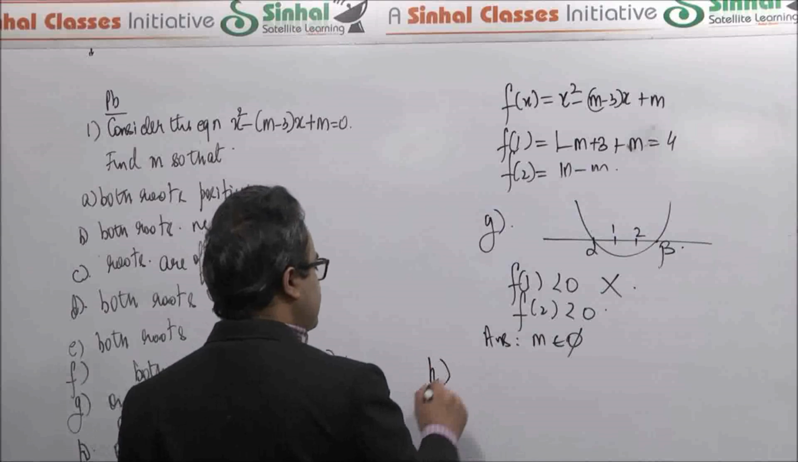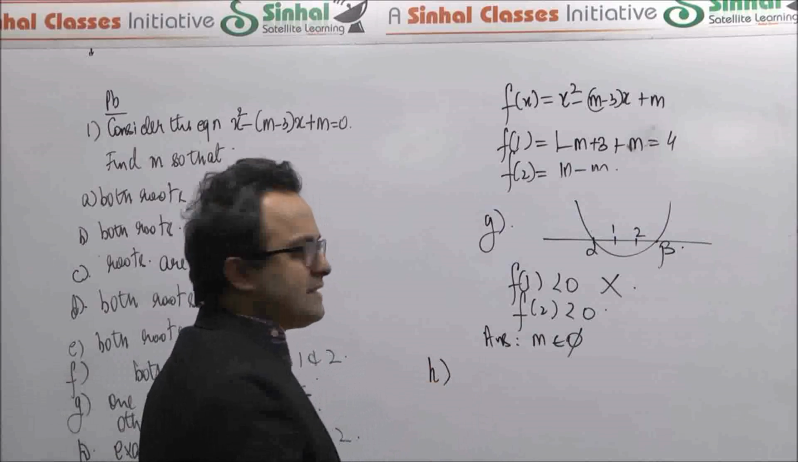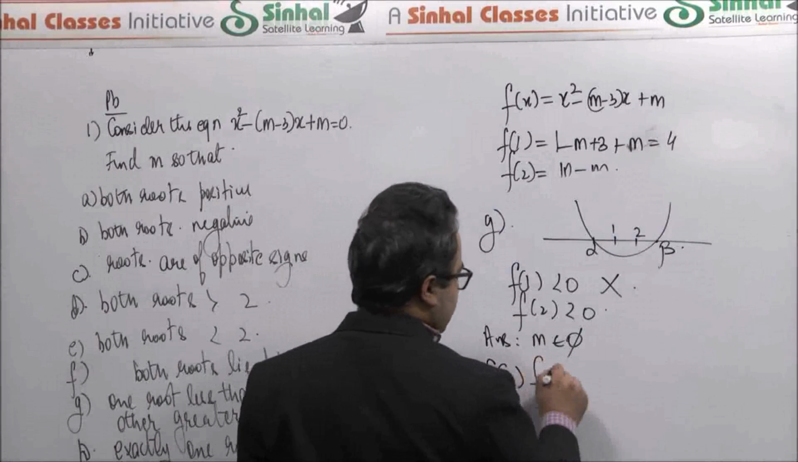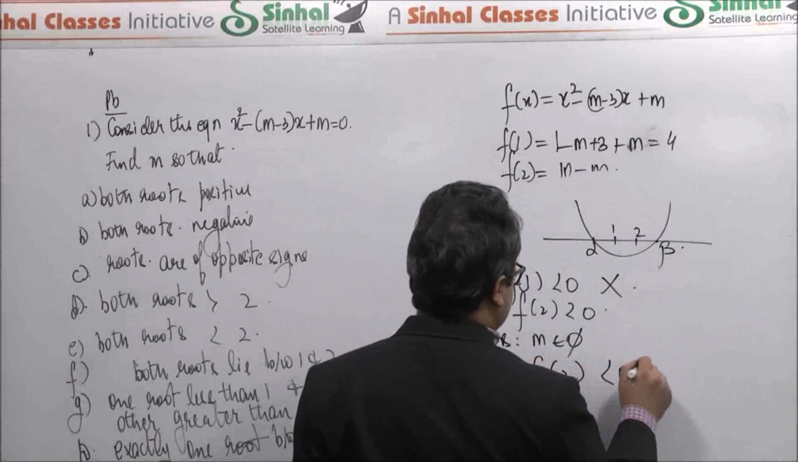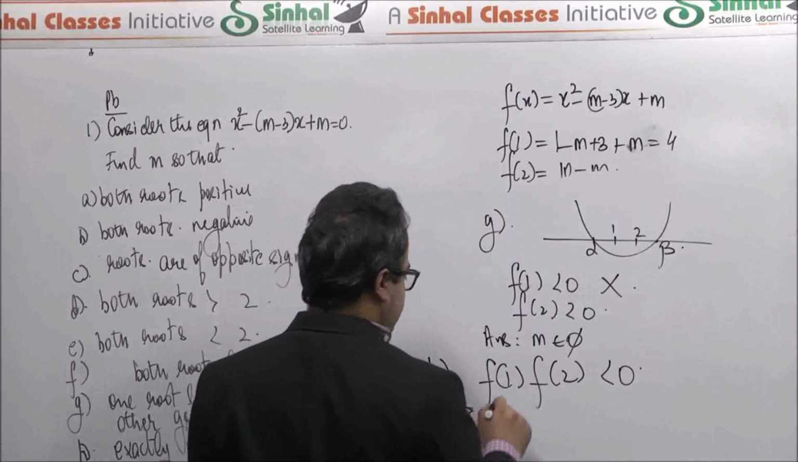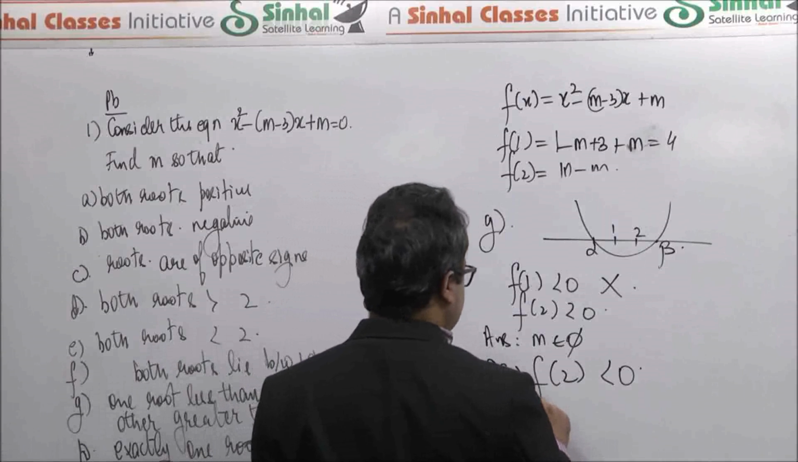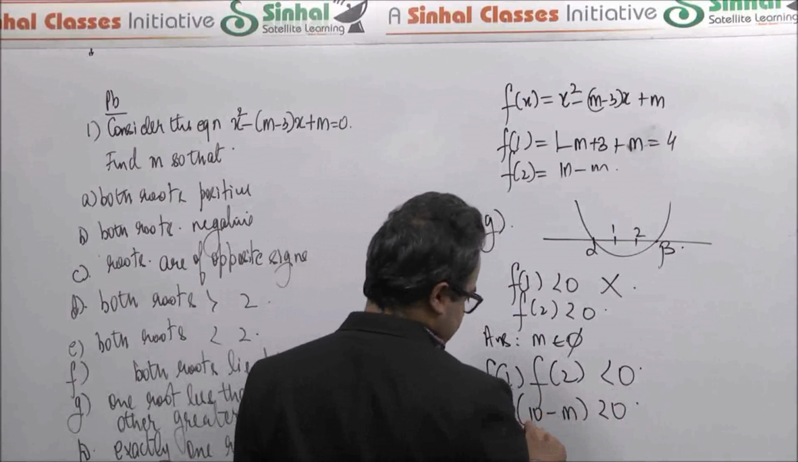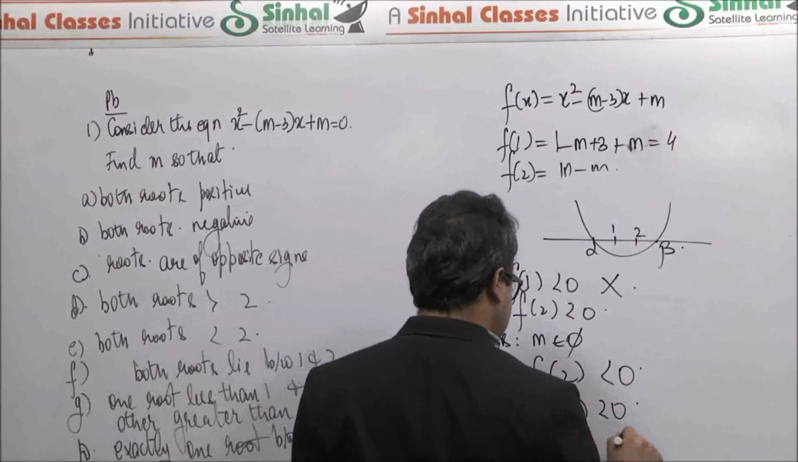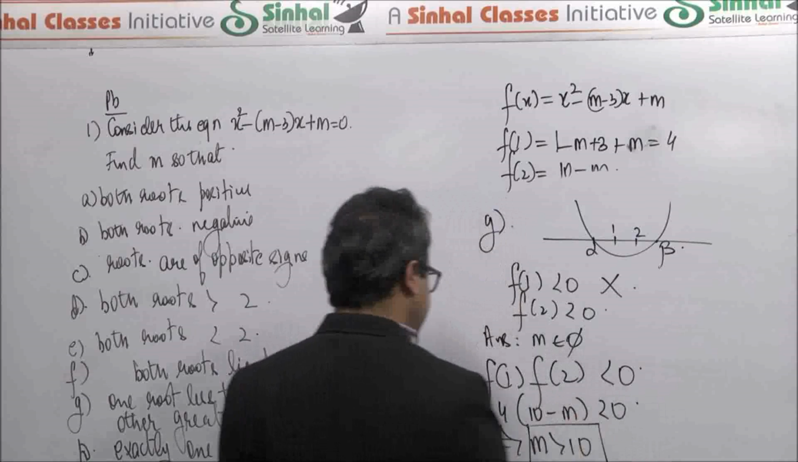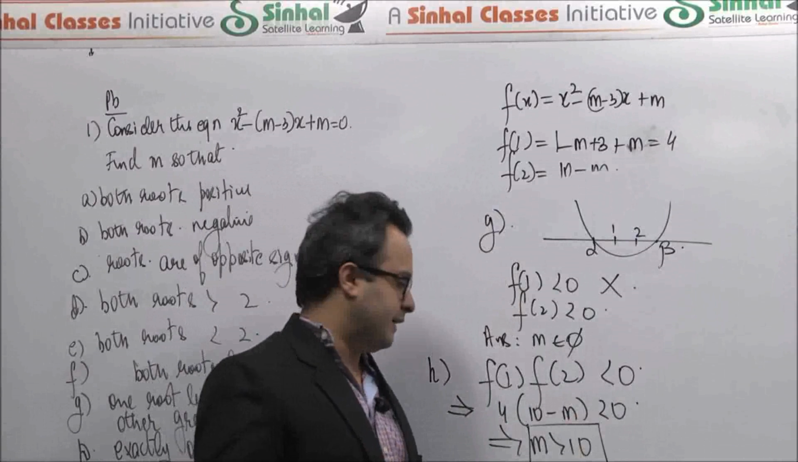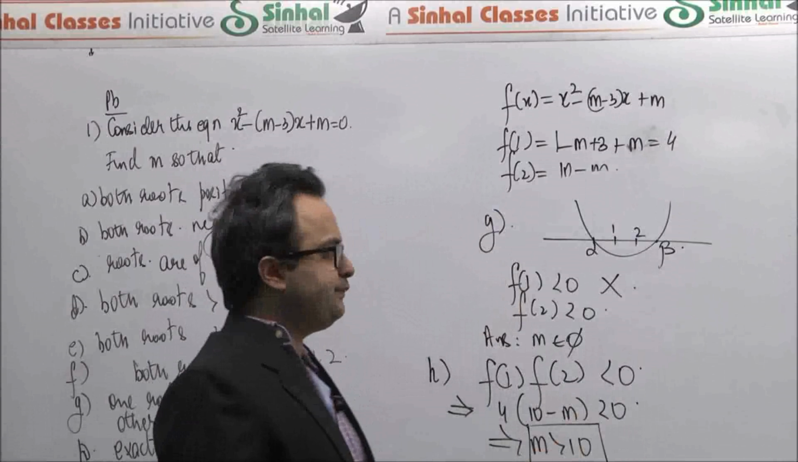Last part, from what we've discussed, you want that there should be exactly one root between 1 and 2. So for that, the condition is that f of 1 into f of 2 should be a negative value. So 4 into (10 minus m) should be negative. Right, so for the last one, the answer is that the values of m should be greater than 10.